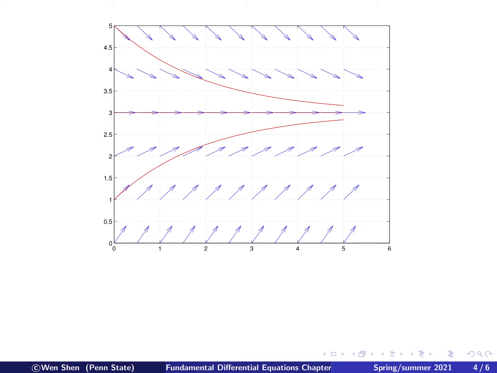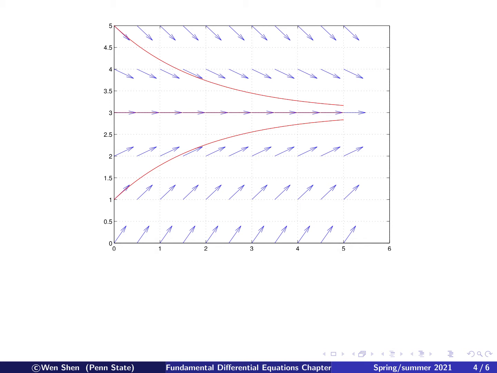Okay, so now we have completed the sketching of the directional field, the blue part in this graph. With this information available, we are now ready to discuss behavior of the solution qualitatively.